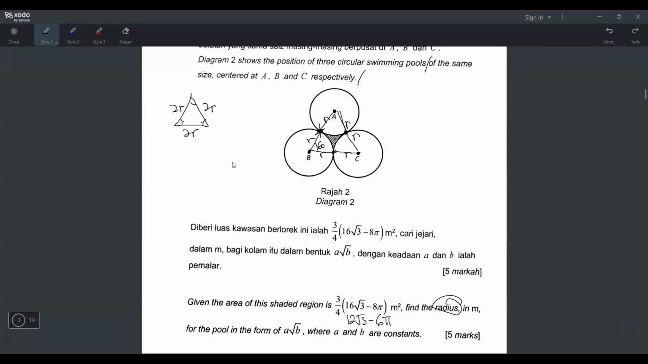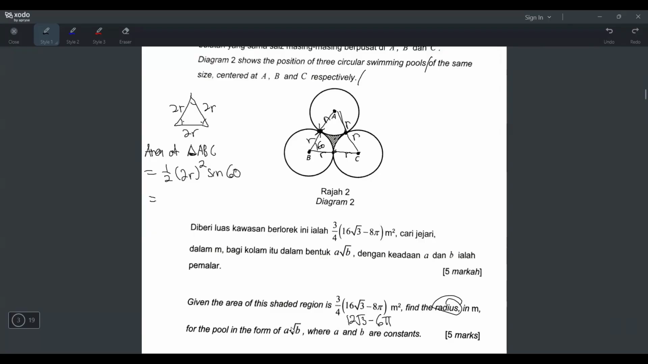Okay, I think I can do it now. First is to find the area of triangle ABC, right? And the method is very easy. You just use the 1 over 2 ab sine C formula, and it will be 1 over 2 times 2R times 2R again, or you just write 2R square, times sine of the included angle, sine 60, right?